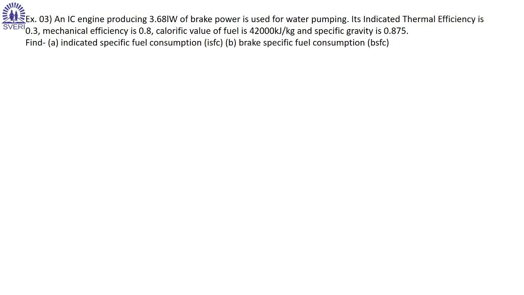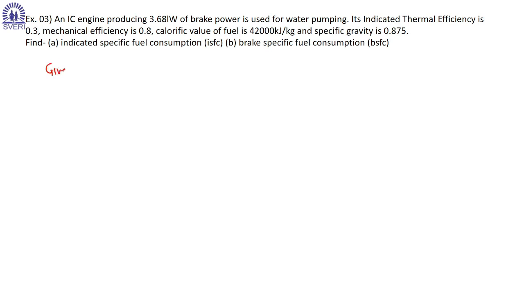Next problem is related to the specific fuel consumption. We'll see. So it says an IC engine producing 3.68 kilowatt of brake power is used for water pumping. Its indicated thermal efficiency is 0.3, mechanical efficiency is 0.8, calorific value of fuel is 42,000 kilojoule per kg, and specific gravity is 0.875. Find indicated specific fuel consumption, that is ISFC, and brake specific fuel consumption, that is BSFC. So I'll just write down whatever is given in this case.